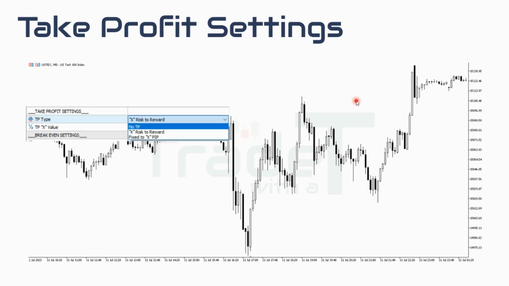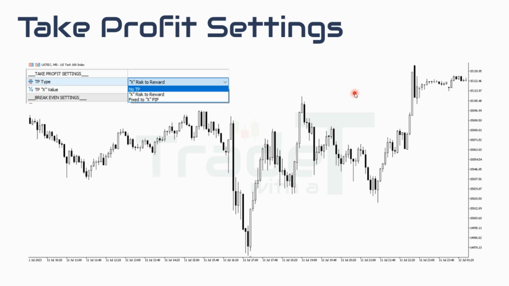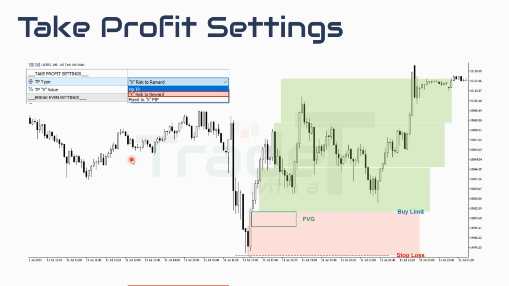Take profit settings. We can have no take profit, so we let the trade run and close it manually, or let it hit, for example, the trailing stop. We can simply use a risk to reward. For example, if we set our X value to 3, so we're considering a risk to reward equal to 3, we'll have 3R as take profit. Or we can just configure our take profit in pips, so we'll have a trade with a fixed take profit.